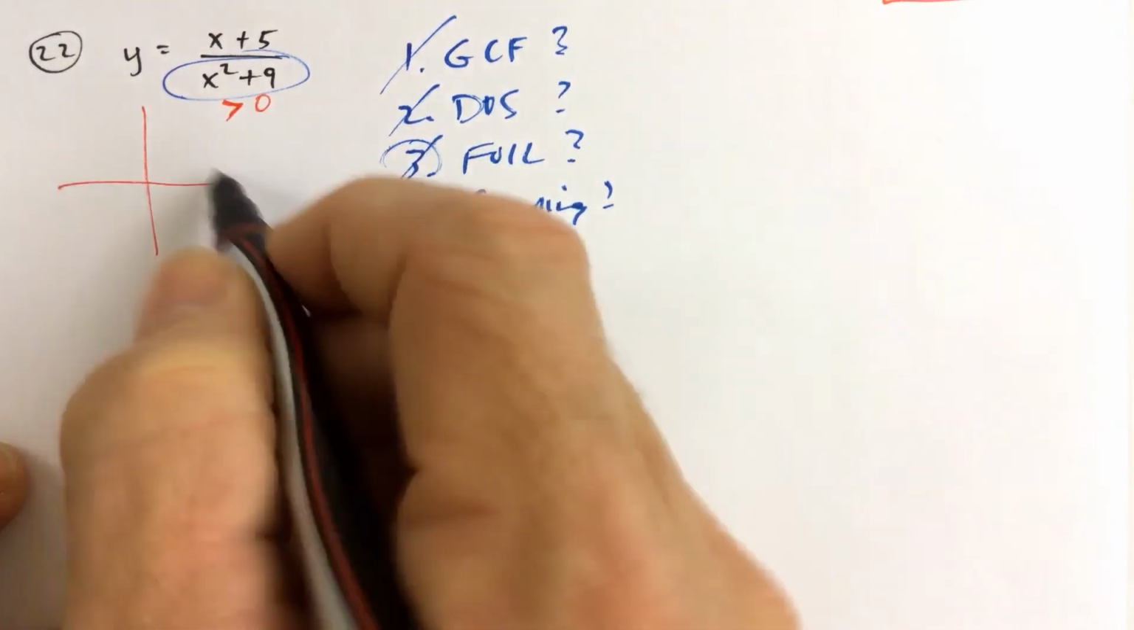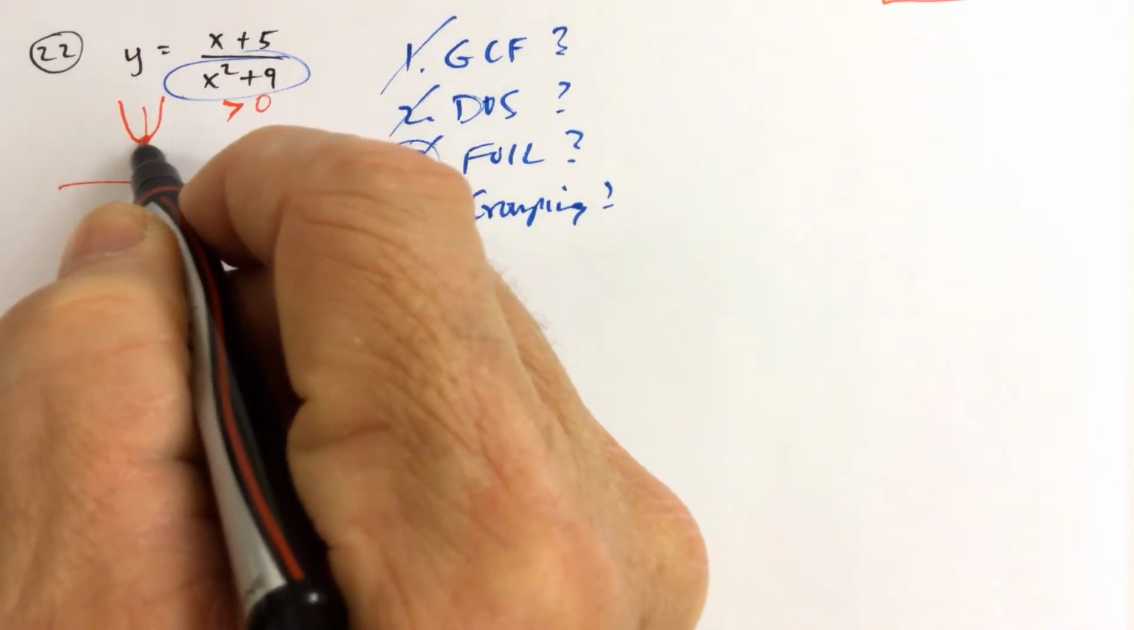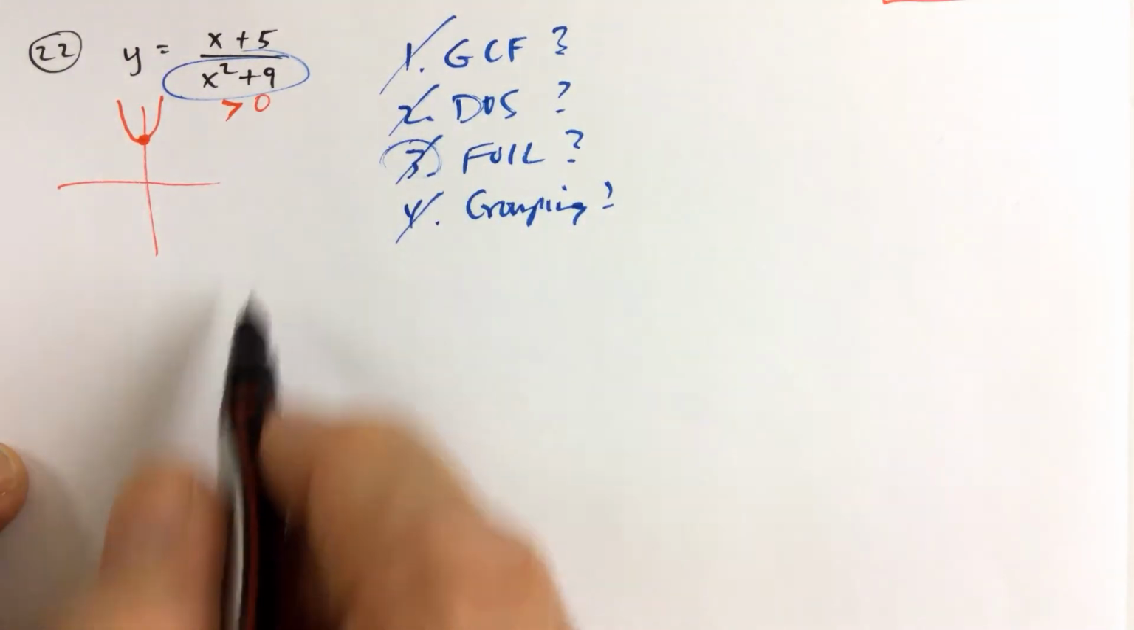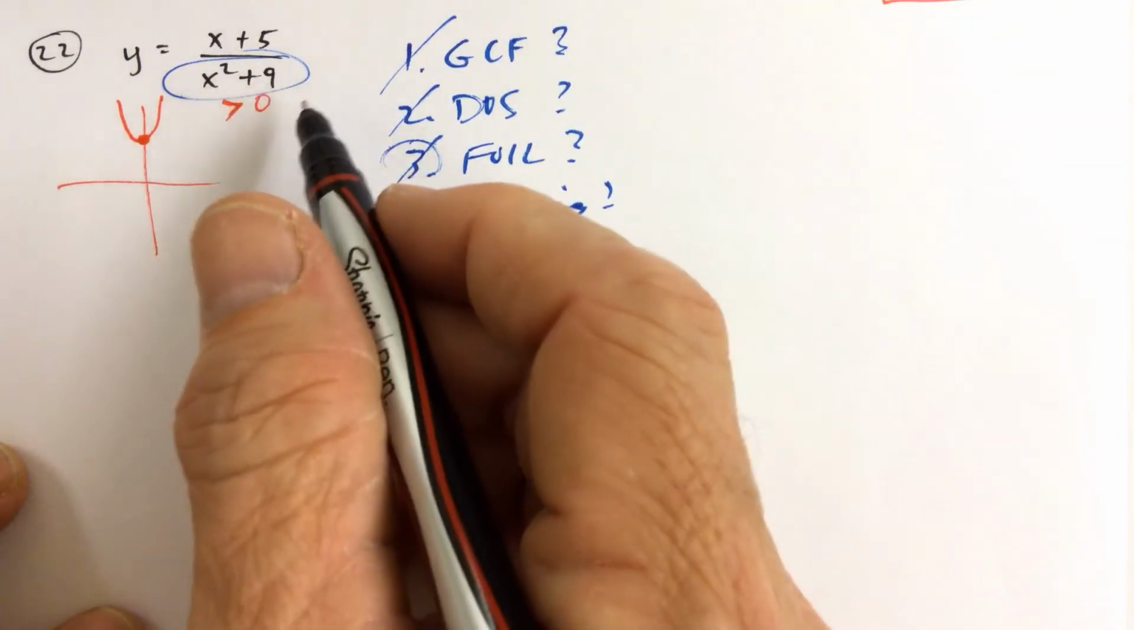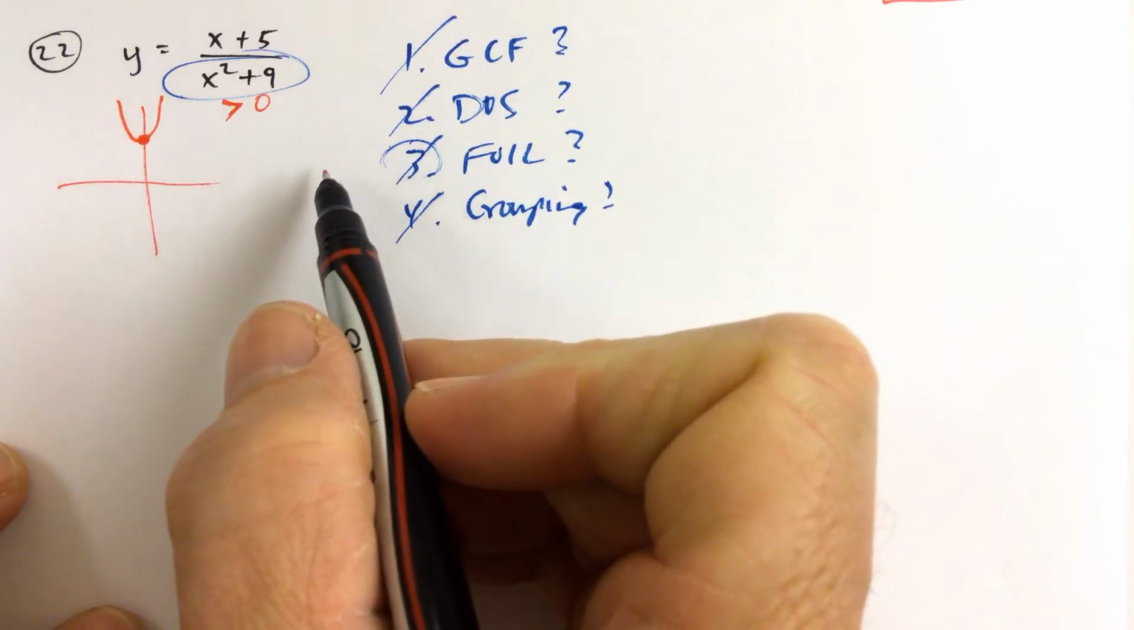Or even if you graphed it, x squared plus 9, there's 9 right there. 0, 9 is the vertex of that parabola. It's always greater than 0. So the denominator can never be equal to 0. Therefore, we have no discontinuities.